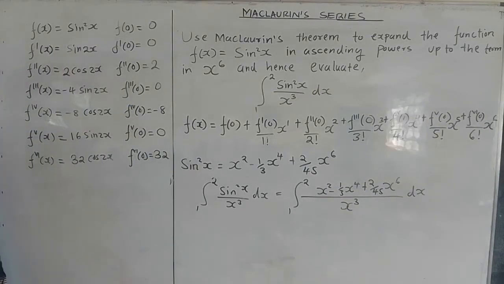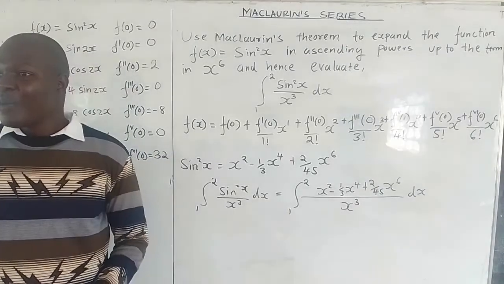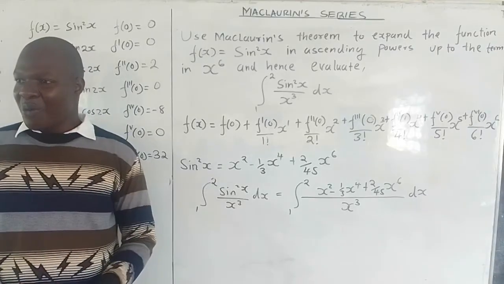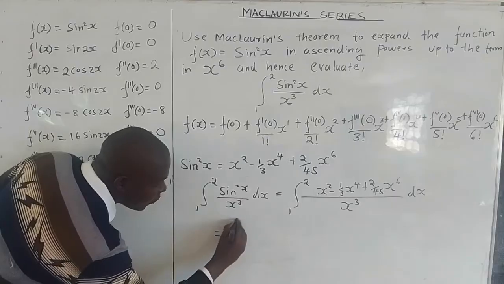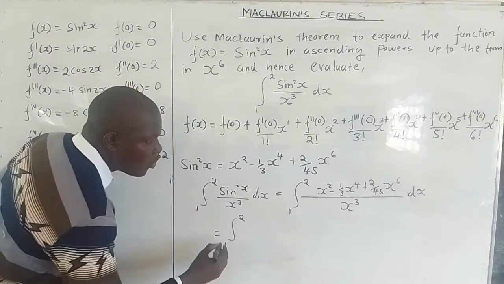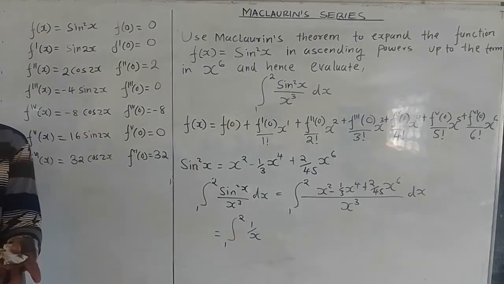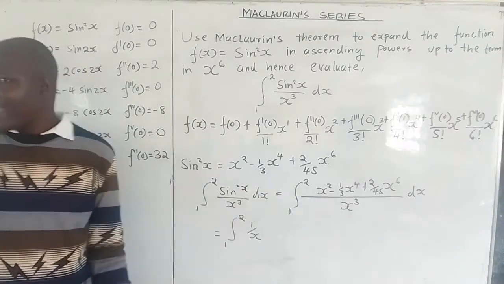See now what we do. What is in the denominator is the common denominator, isn't it? Meaning the common denominator divides everything in the numerator. Are you seeing that? So what do we have? We have the integral from 1 to 2 of x squared divided by x cubed. See, you have 1 over x. So this is x squared divided by x cubed, so you get 1 over x.